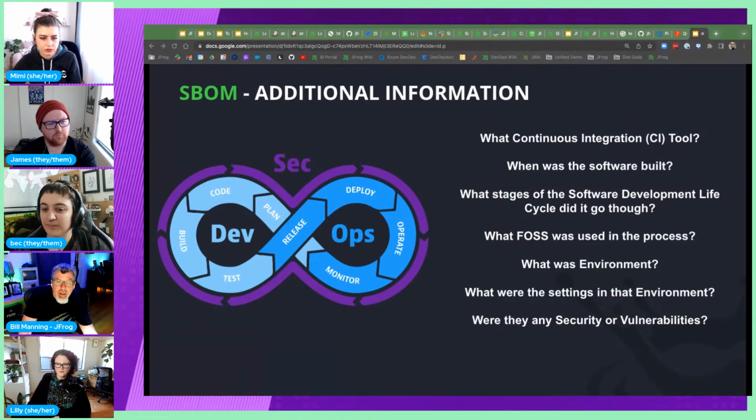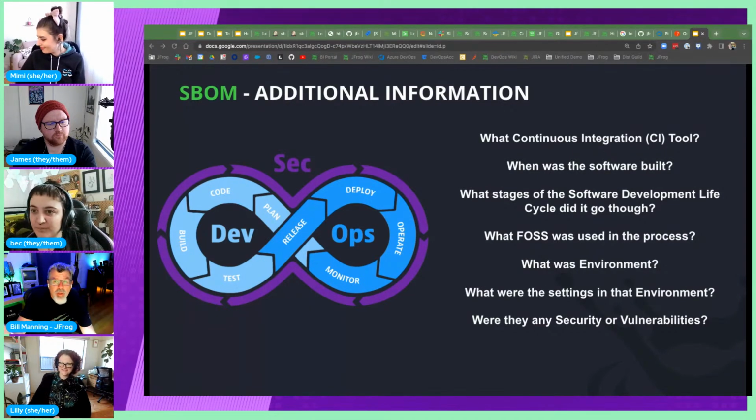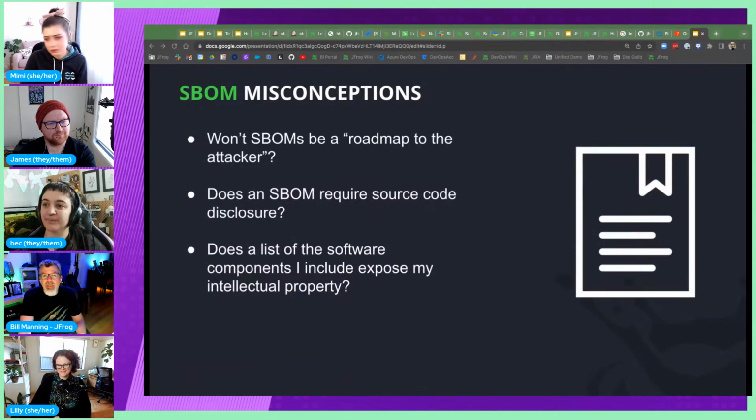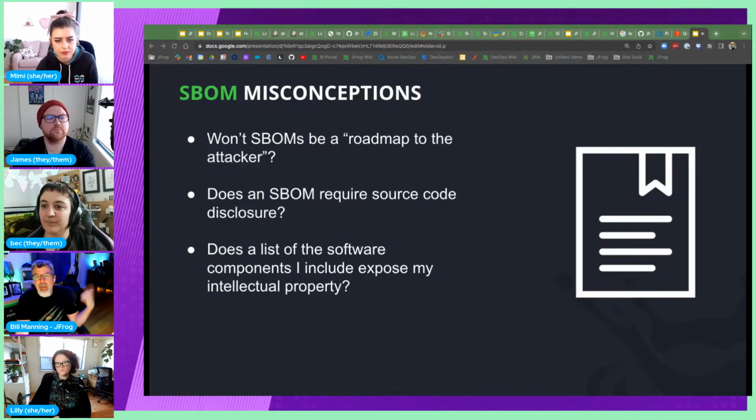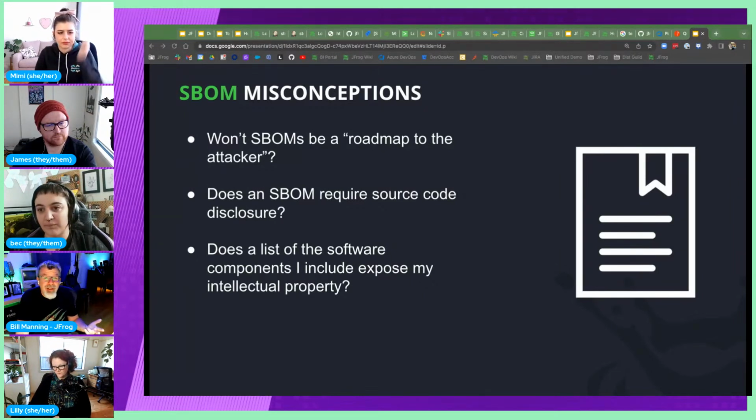So, cool. Yeah, so that's the thing, you can include all this additional information for your customers. But also, it's not a roadmap. So let's talk about that. It is not a roadmap for your products. It does not require any source code, right? So these are misconceptions we hear all the time, like we're opposed to it. Nope, don't need that. And also, by the way, it's not exposing any intellectual property.